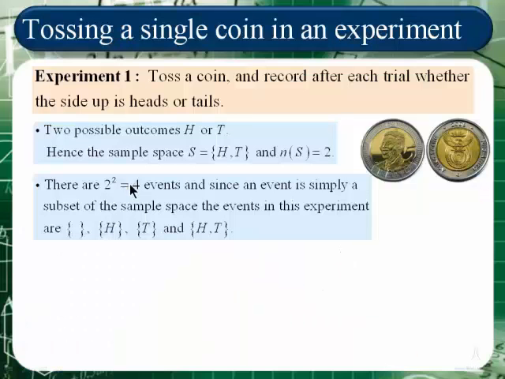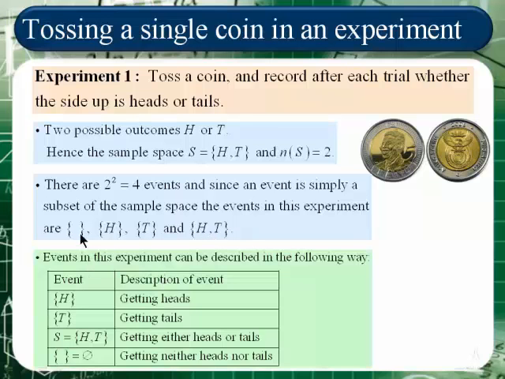There are 2 to the power 2, or 4, events in this experiment, since an event is simply a subset of the sample space. The events in this experiment are therefore the empty set, the set containing the element H, the set containing the element T, and the set containing both elements. These 4 events can be described in a verbal way.